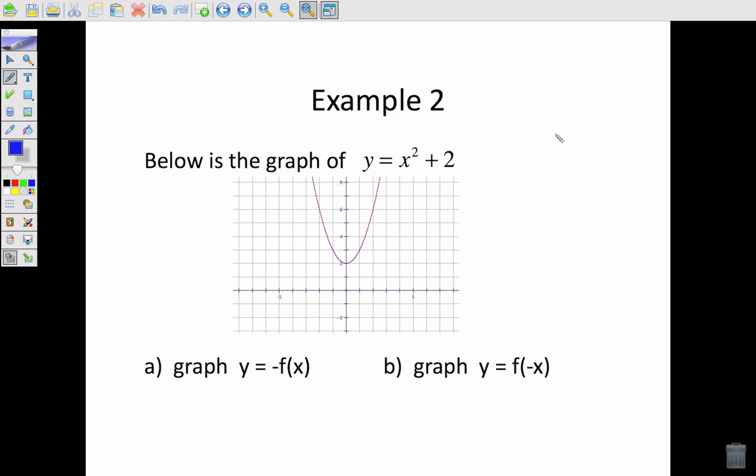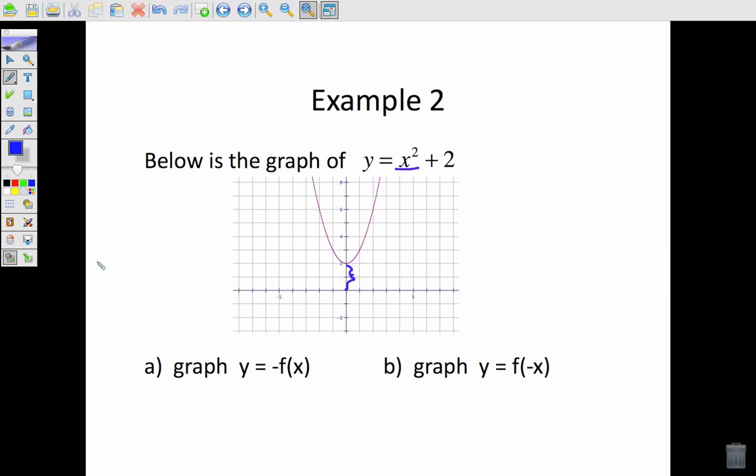All right, below is the graph of x squared plus 2. Okay, go ahead and you'll need to sketch this graph quickly here in order to create the next graphs. But below is this graph. So you got the parent function right here. And then the +2 shifts the graph up 2 units.